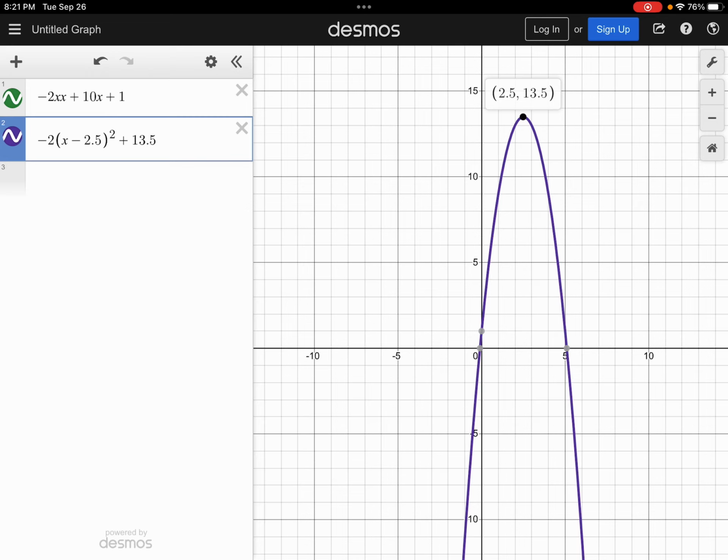So I hope that you are seeing ways that all of these quadratic functions all tie in together, whether we're factoring, graphing, or solving. They all tie in together.